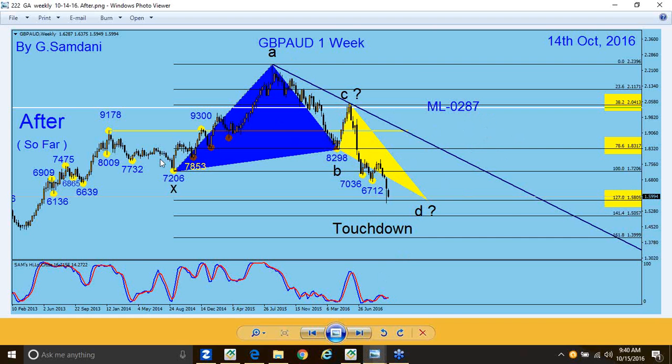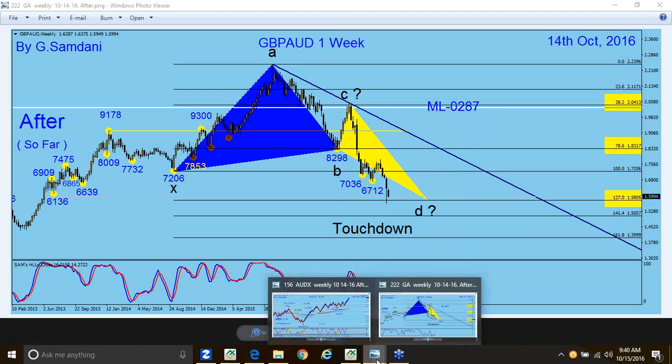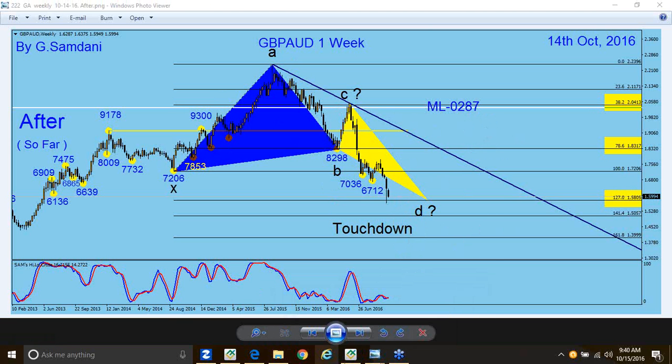And I have this chart showing even further to the downside. So if we break this low, we're going to go down more. So this is what happened. Anything else? No. So this is how.